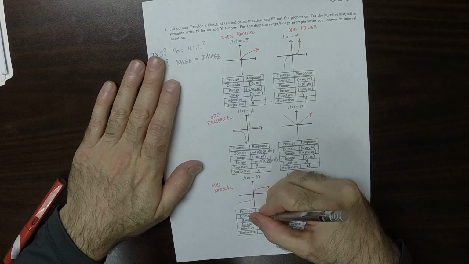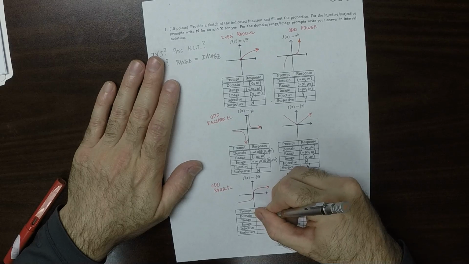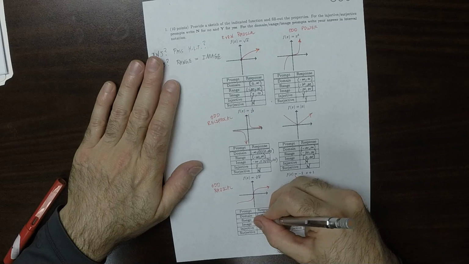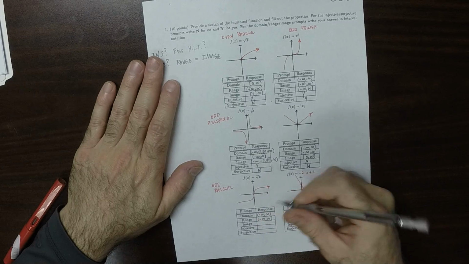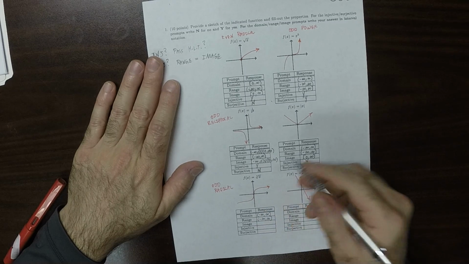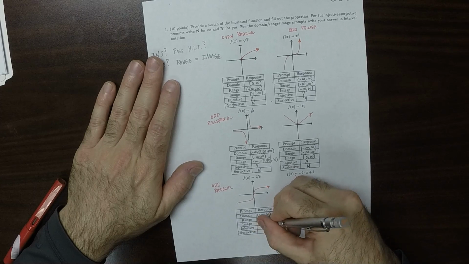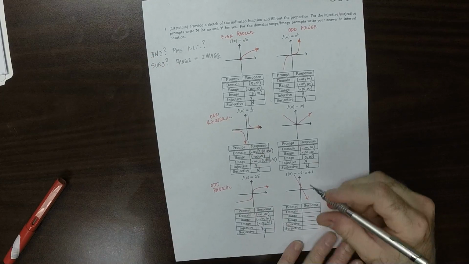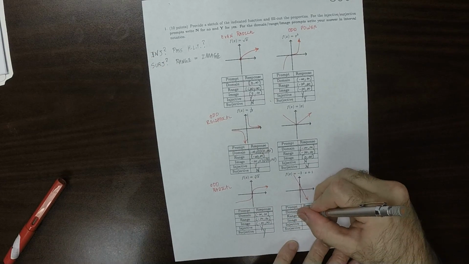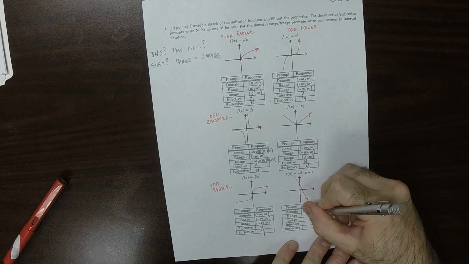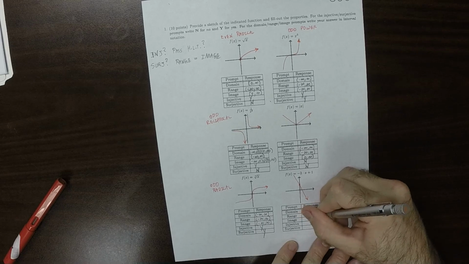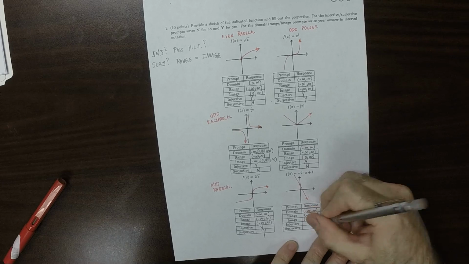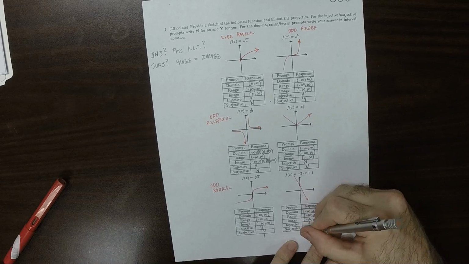For this one, the domain is negative infinity to infinity. The range is negative infinity to infinity. The image is negative infinity to infinity. It is injective and it is surjective. And finally, here the domain is negative infinity to infinity, the range negative infinity to infinity, the image negative infinity to infinity. It is injective, it is surjective.